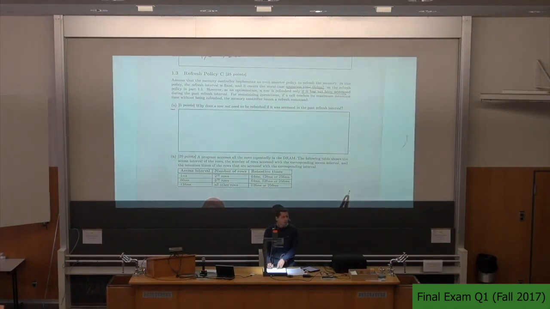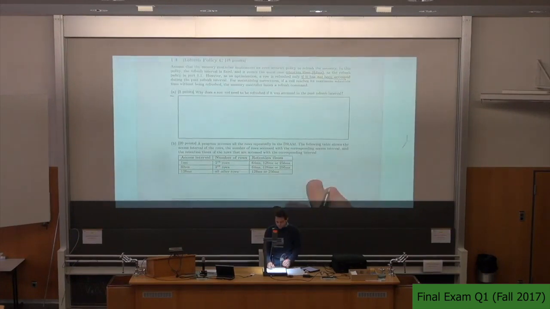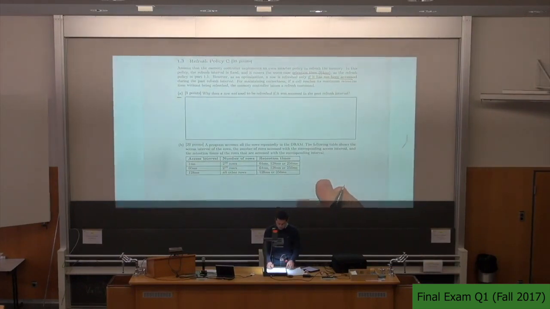Do you have any guesses for this one? Why can it behave like this? Why can it skip the row? Yeah. Because the cell is recharged on every access. Yeah, that's basically the case. When you access it, the cell will be recharged after it is sent to the sense amplifier. So yeah, this is the case.